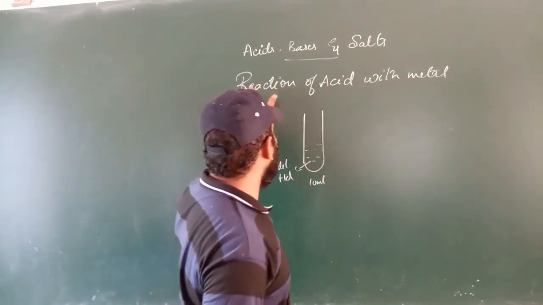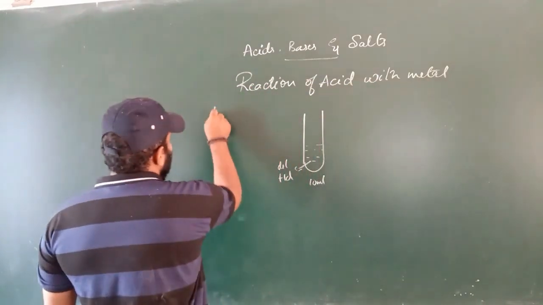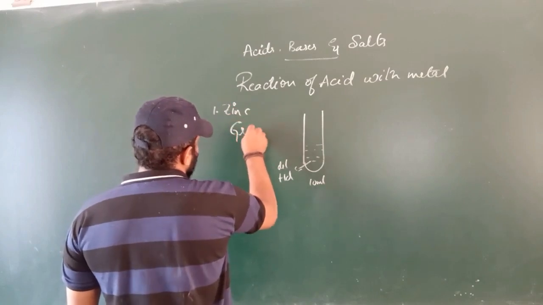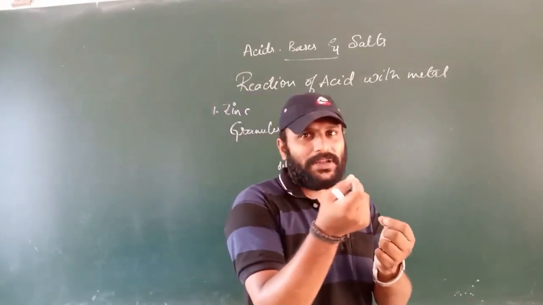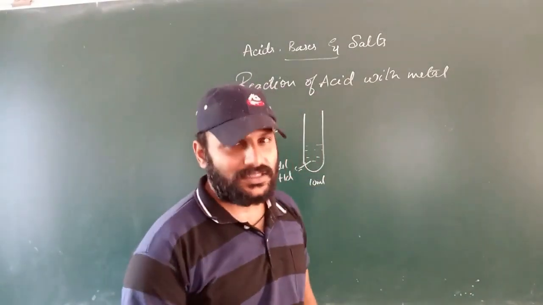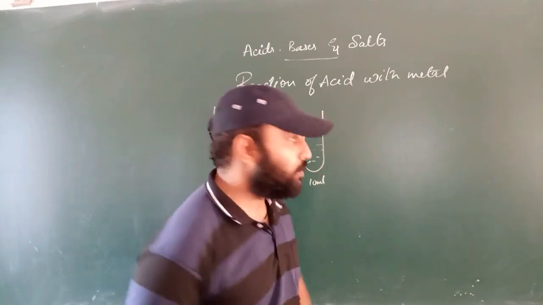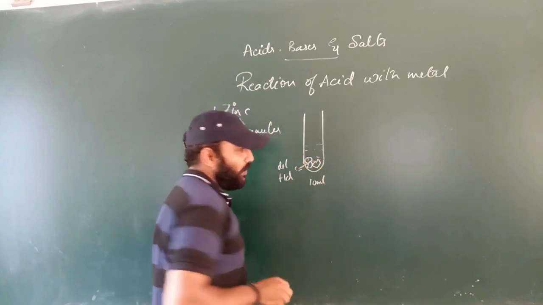As the name says, it is a reaction of acid with a metal, so we require one metal. The metal we will be taking here is zinc granules. Granules means small pieces, simply a small piece of zinc metal. So I will take a small piece of zinc here. Zinc is a metal.